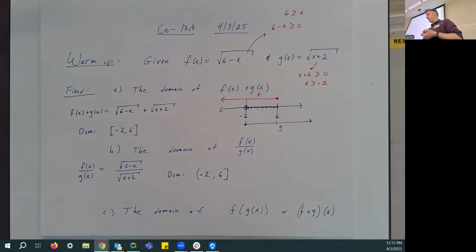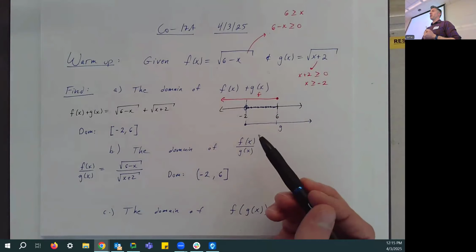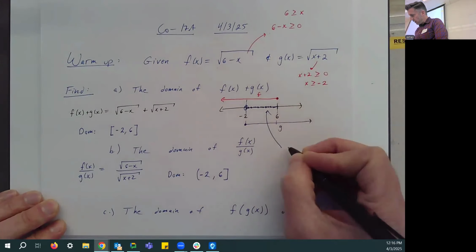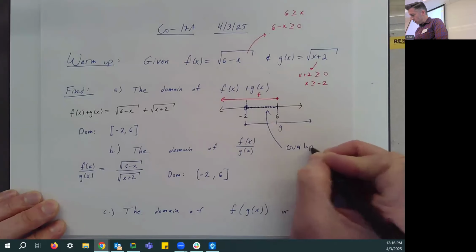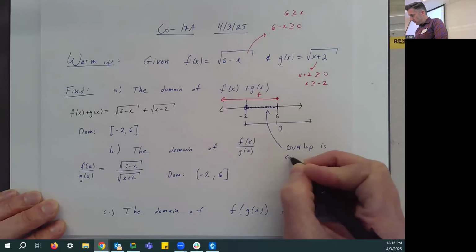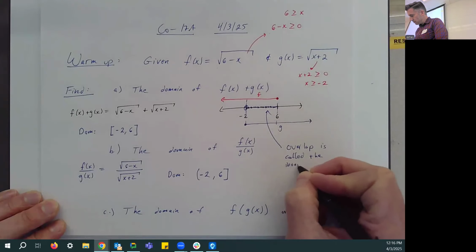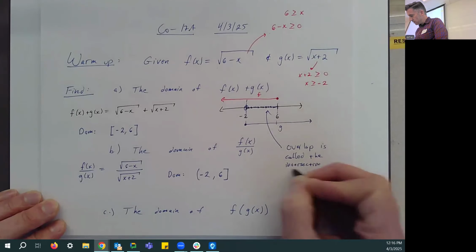Another word for this overlap is the intersection of these two domains. So this overlap here is also called the intersection of the domains.